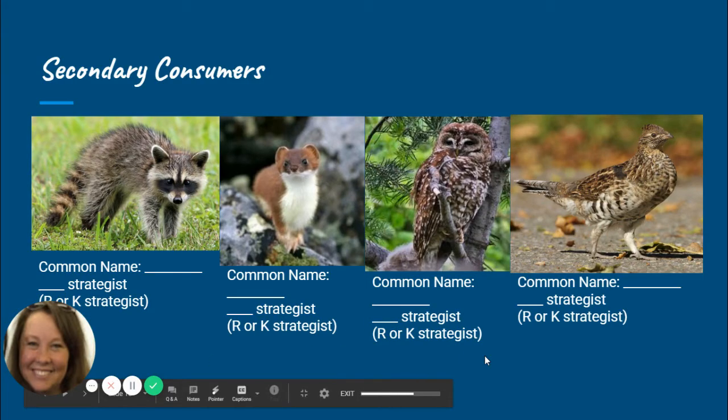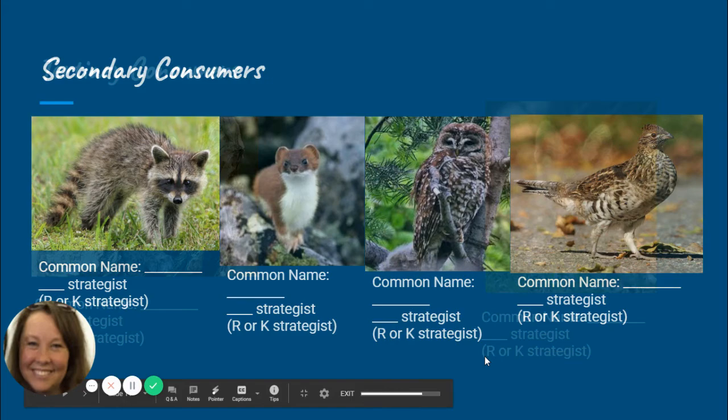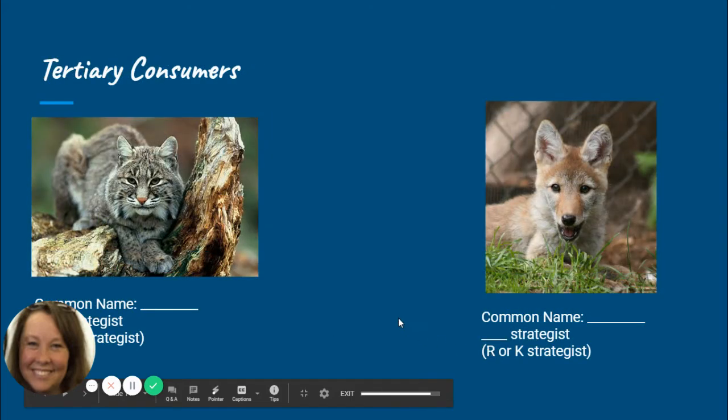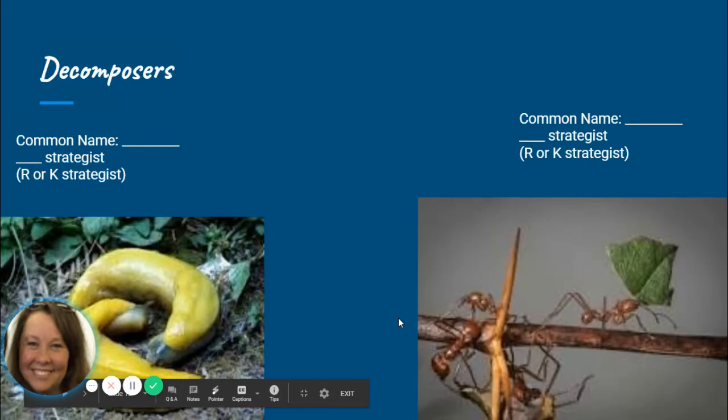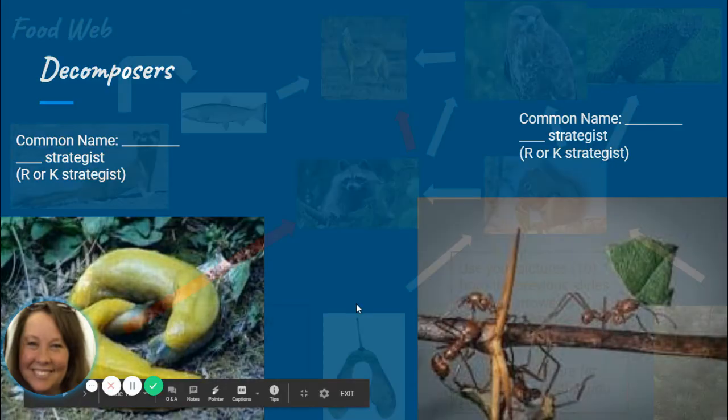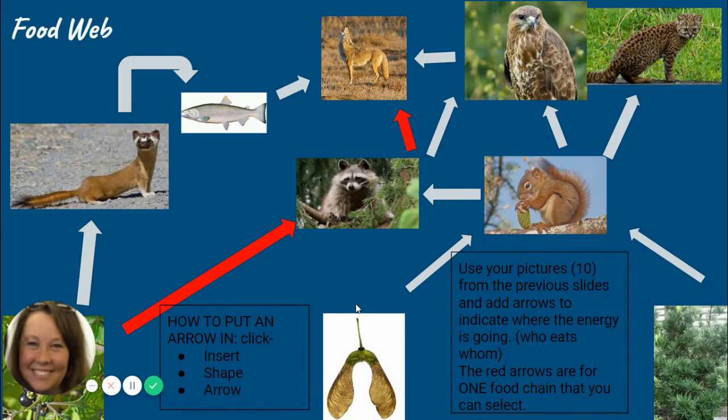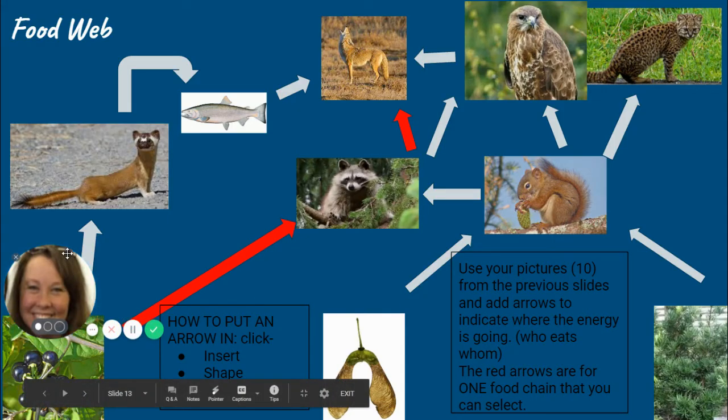So the secondary consumers, tertiary consumers, and decomposers, I think I already went through those. The next one is the food web. This would be number 2 in part 3. So this is an example of a food web. Apparently I'm in this food web. I'll move myself up here.